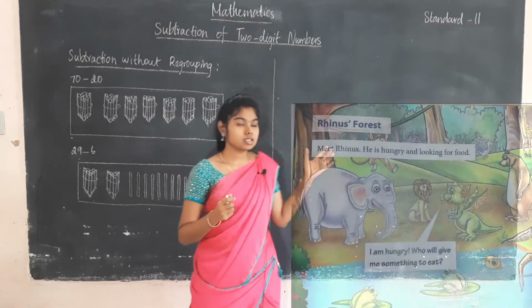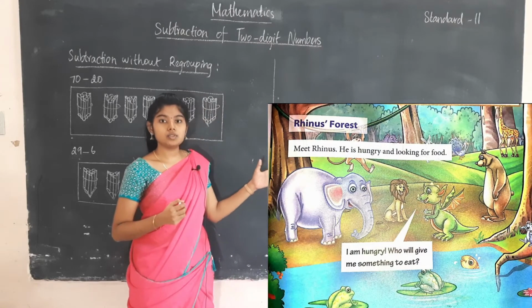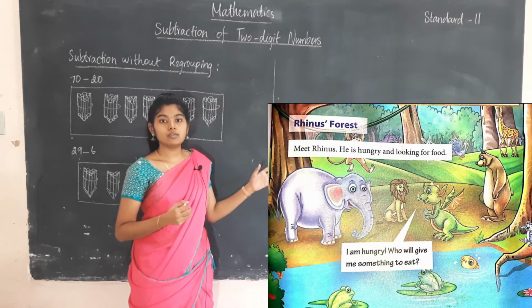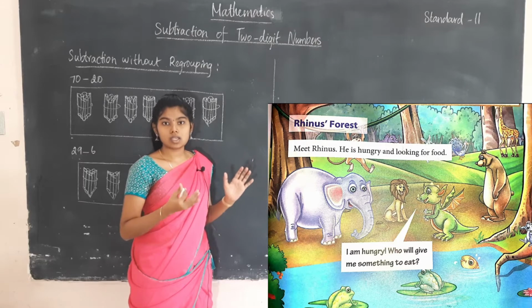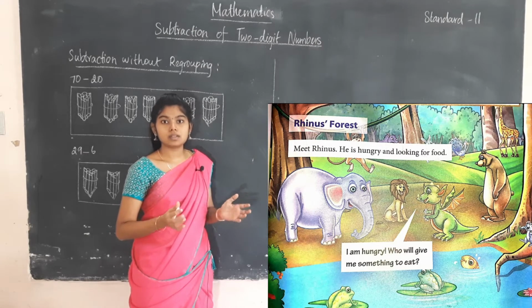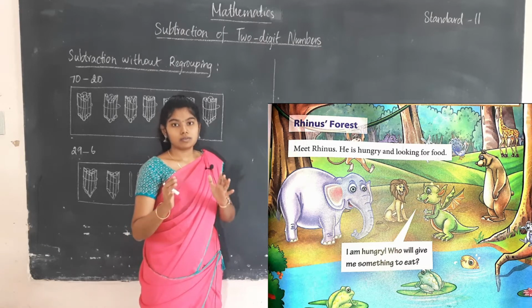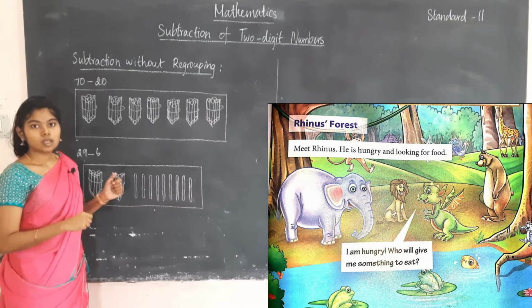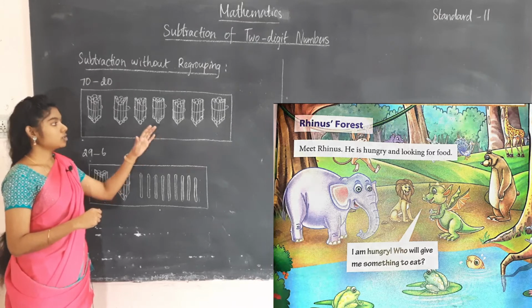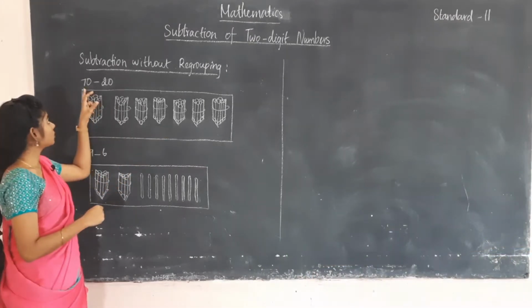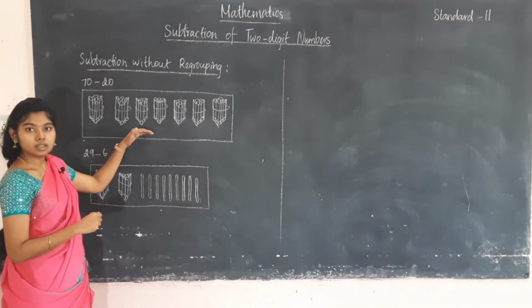Now look at this picture that is given here. This is rhino's forest. Here rhino is looking for food. So it is going and asking for help from the forest animals. It is asking the elephant for help. The elephant is giving some honey to the rhino. Now the elephant gave 20 honeys to the rhino. So we are going to see how much is remaining with the elephant.